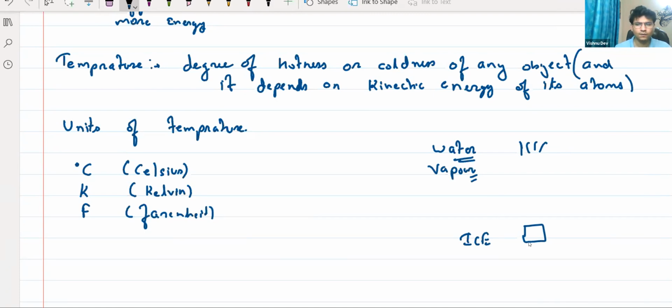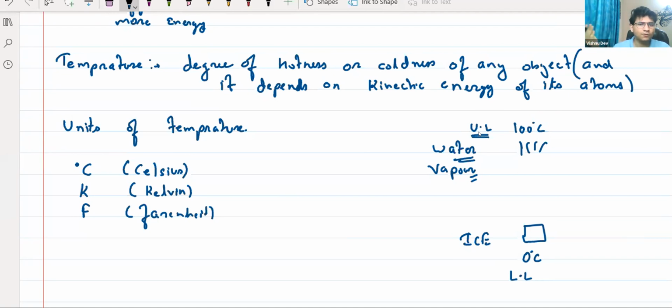What is the temperature of ice? Let me see how many of you know this. 0 degrees Celsius. Very good. And what is the temperature of vapor? 100 degrees Celsius. So this is called the lower limit, and this is called the upper limit. Anyone have any doubt? No, sir. So this is in terms of degree centigrade.